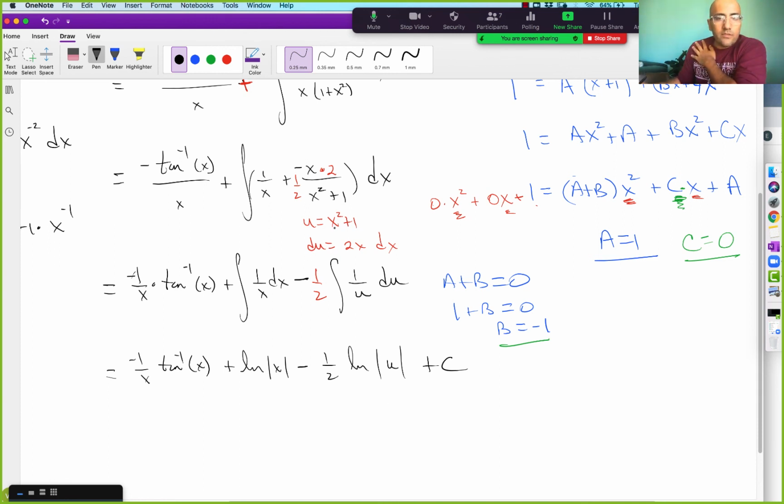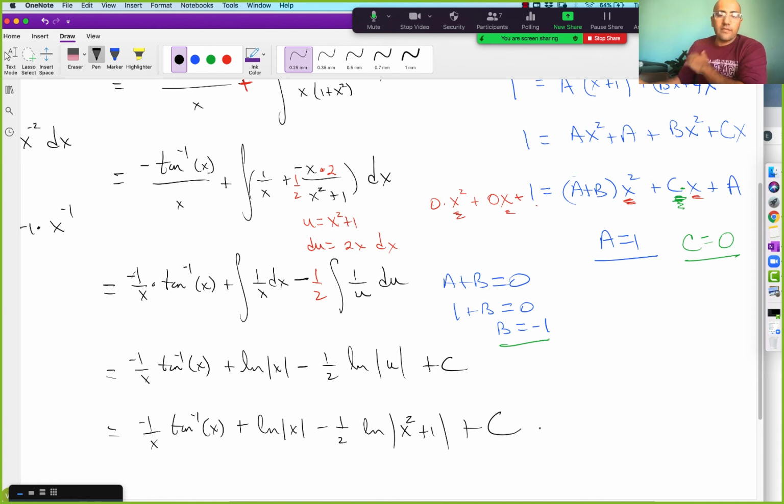And the u was really equal to this. So we have negative 1 over x tangent inverse of x plus ln absolute value of x minus 1/2 ln of absolute value of x squared plus 1, plus some constant.